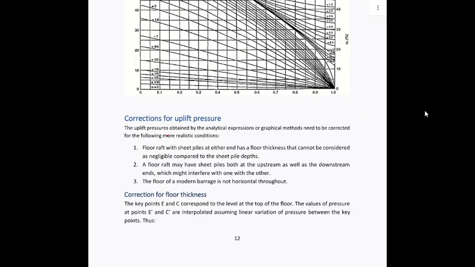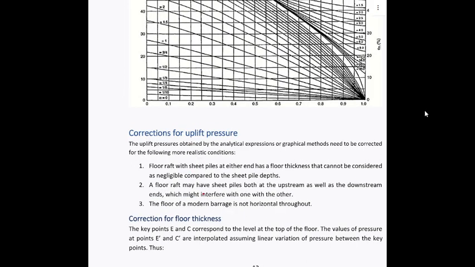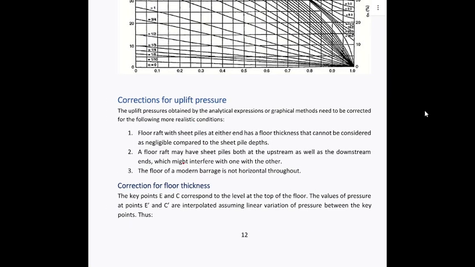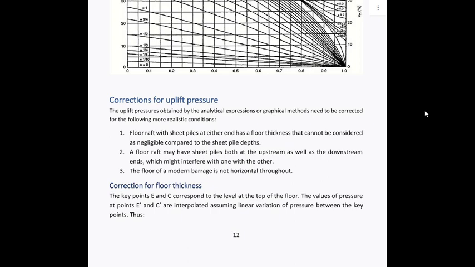So now, the assumptions that were made, like I have said, were negligible flow thickness, and such kind of things. We know in reality that is not the case. So some corrections had to be done. Some of the more realistic conditions are that the flow raft with sheet piles at either end has a flow thickness that cannot be considered negligible compared to sheet pile depths.